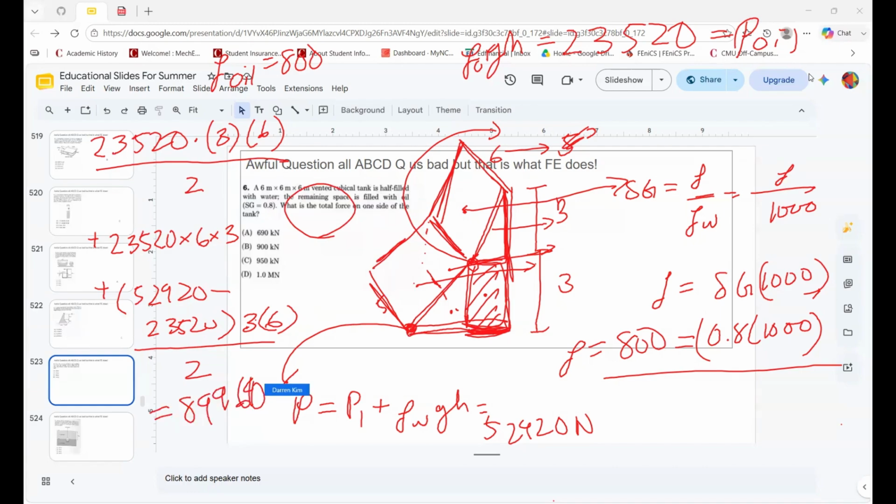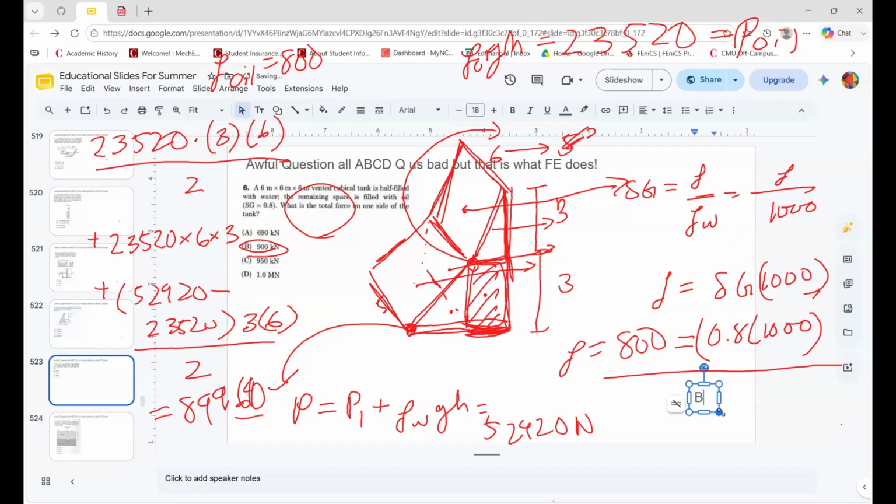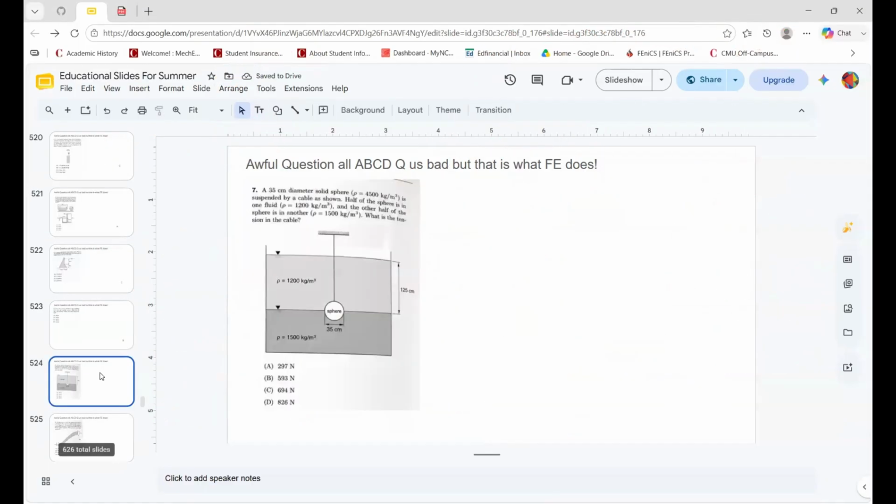I get about 899,640. So kilo, so that's B. It's a beautiful B right over there. With that being said, we go to the next question.